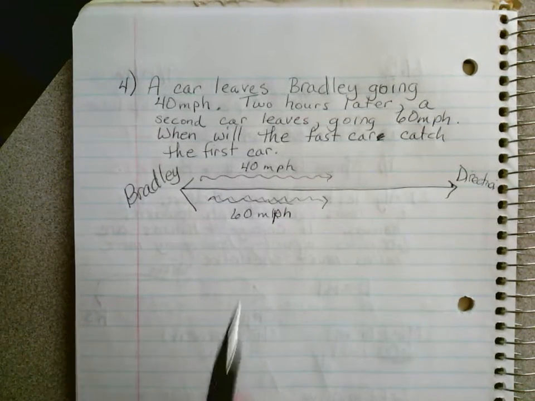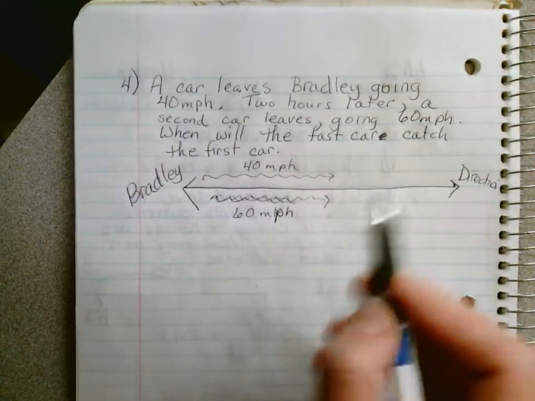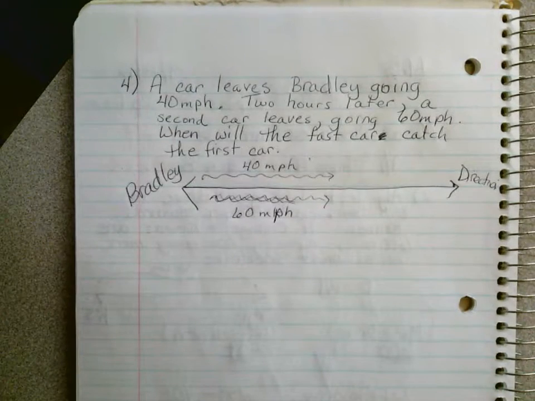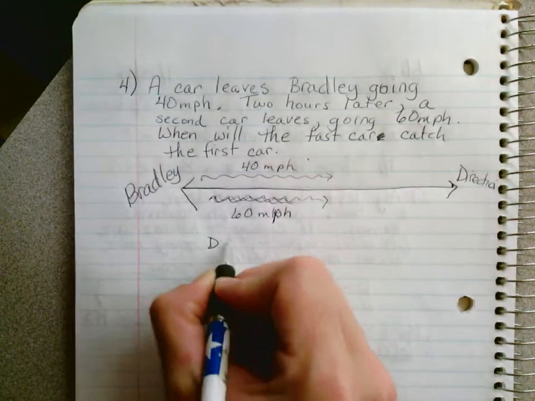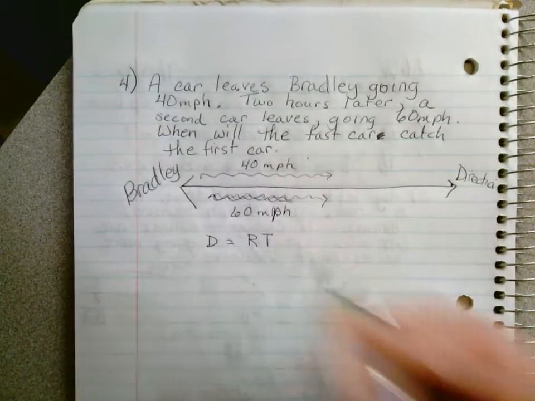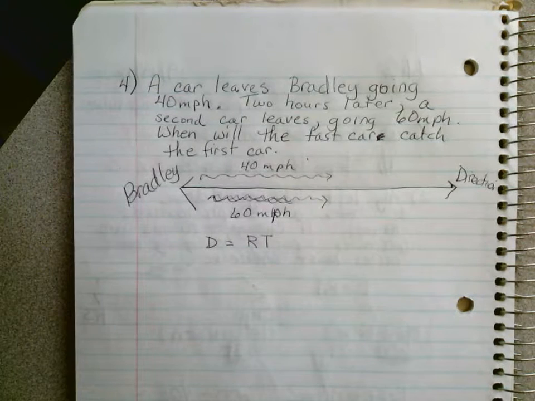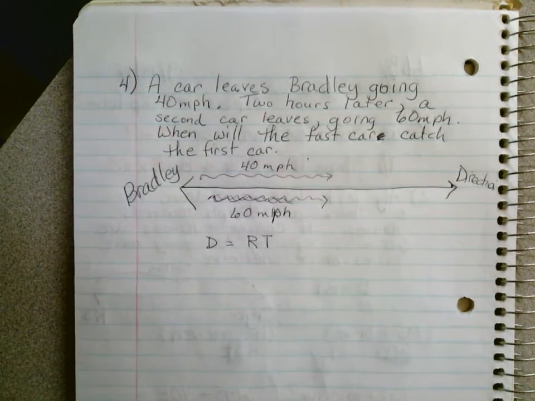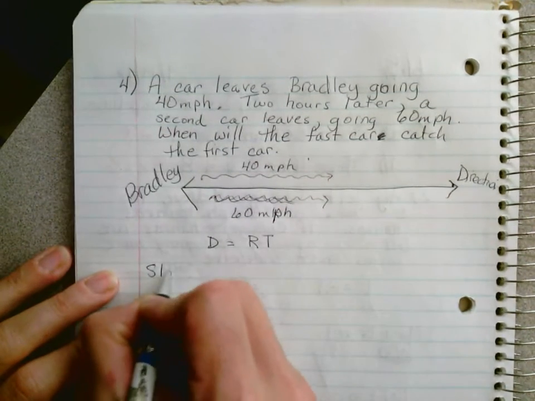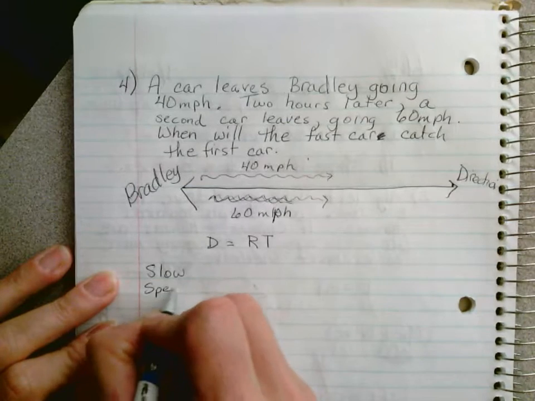Okay, because they're saying, when will the second guy, Mr. Speedy, catch up to our first guy, Mr. Pokey? But in order to figure that out, we need to use distance equals rate times time. Well, we don't really know anything about time, but do we? Do we know anything about one guy's time versus the other guy's time? Ben, what do we know? The second car left 2 hours after.